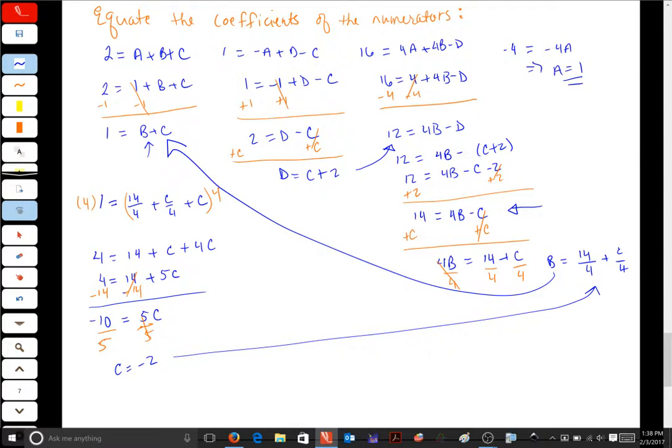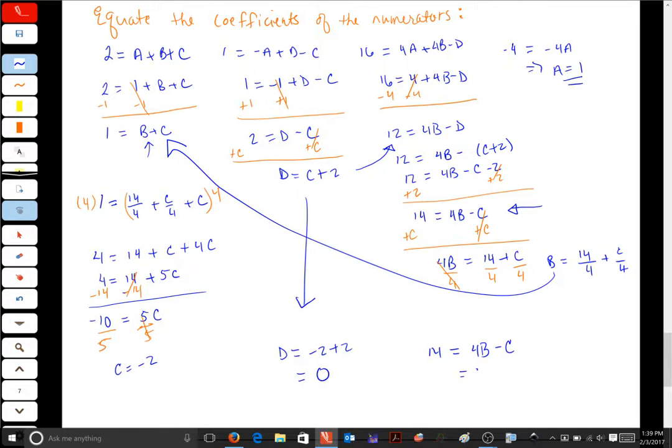You want to get d first? Plug c equals negative 2 in for d. So you have d is equal to negative 2 plus 2. D equals 0. And now we can go back and find our b. B is equal to 14 over 4. Actually, I'm going to go back and use an easier version. 14 equals 4b minus c. C is minus 2. So then that means 14 is equal to 2 plus 4b.